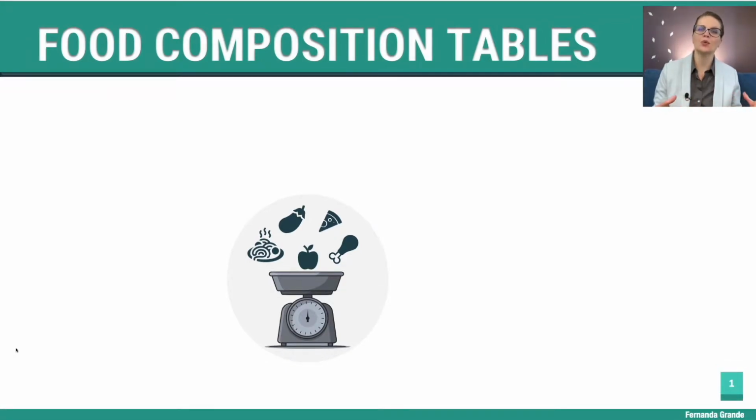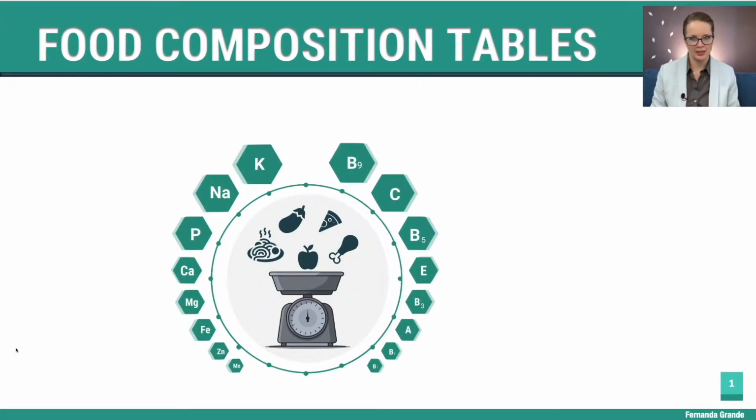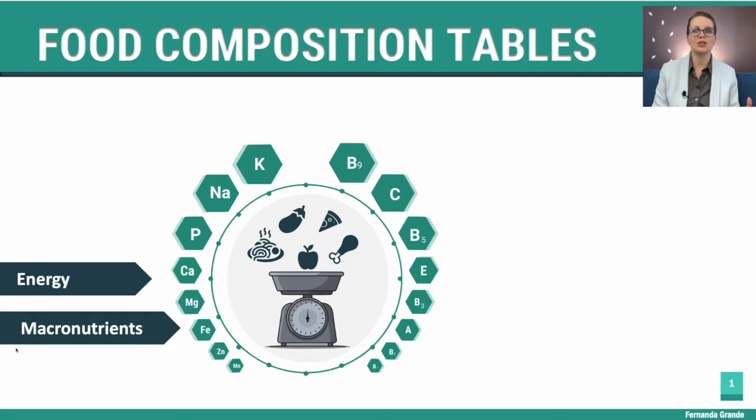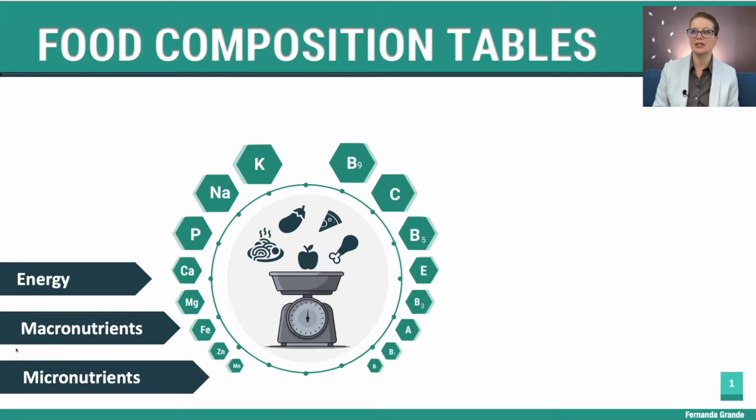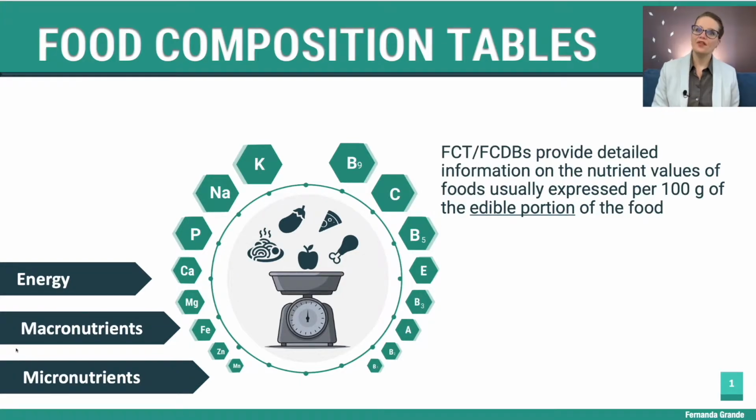So every time we want to convert the amount of food consumed into nutrient intakes, and it includes energy, macro or micronutrients, we need to look for this information in a food composition table. Therefore, we need to consider that in most of the cases, the amount of nutrients presented in the food composition tables represent the amount of nutrients in the edible portion of the food. So it means that if we want to convert the food quantities into nutrient intakes, we need to consider the edible part of the food only.